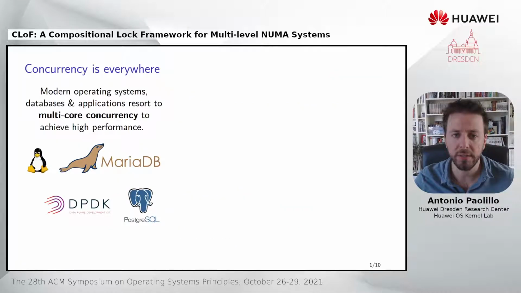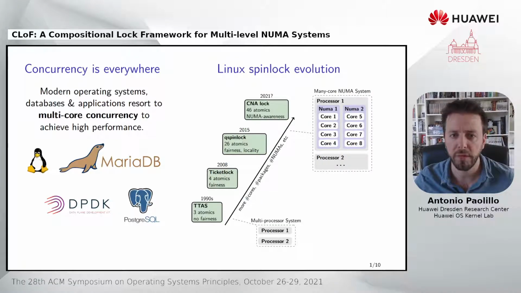Nowadays, concurrent software is everywhere. Databases, operating systems, and applications all make use of concurrency to achieve good performance. One of the most prevalent concurrency mechanisms is the spin lock.